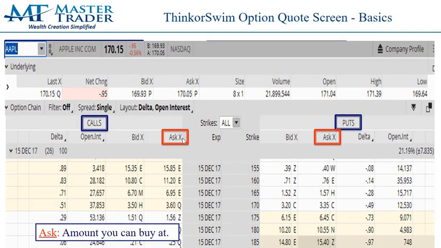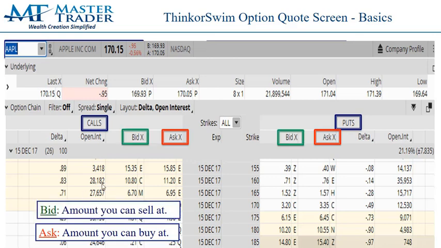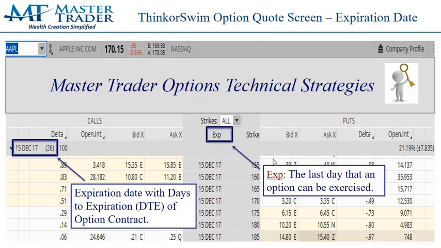The ask price is the amount you can buy this call option at or buy this put option at. A bid is the amount you can sell the call for or sell the put for. And we're going to teach you how to put on all trades at midpoint, or at least attempt to. Expiration date is always listed right here, at least on Thinkorswim. Most should be pretty darn similar.